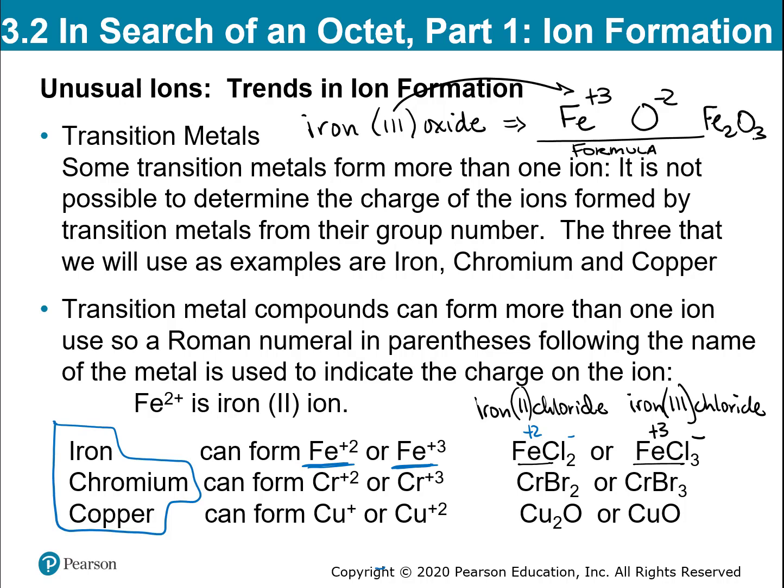So when you use iron, chromium, and copper in their name, you have to have a Roman numeral. The Roman numeral for iron is either a 2 or a 3. Chromium is either a 2 or a 3. Copper is either a 1 or a 2.